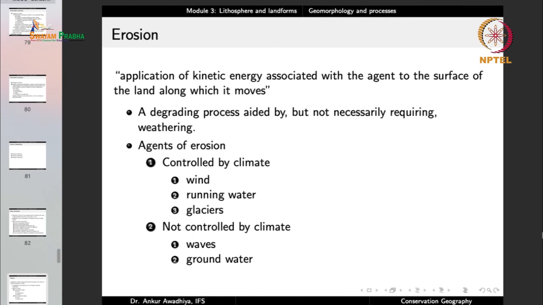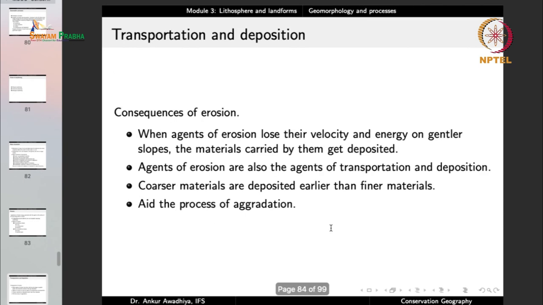So we looked at erosion, which is the application of kinetic energy associated with an agent to the surface of land along with which it moves. And this is a degrading process. We saw that there are several agents of erosion which may be controlled by climate or not controlled by climate. Transportation and deposition are consequences of erosion and they aid the process of aggradation.